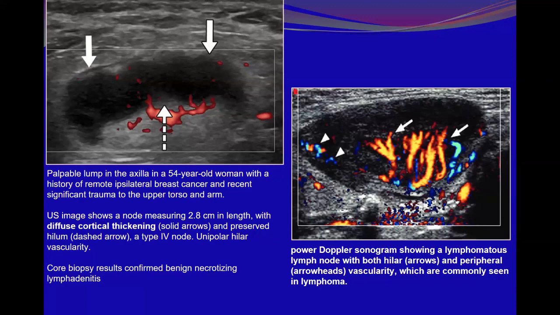So how are we going to report this or to grade it? We are going to grade it as suspicious. Okay, it is type 4 lymph node with very thick lobulated cortex, but regarding the vascularity, it has unipolar vascularity. This one is unipolar. We can see a single vessel through the hilum and then branched. So still the vascularity of benignity, though the morphology is highly suspicious, and it was found to be just a benign necrotizing lymphadenitis. Okay.